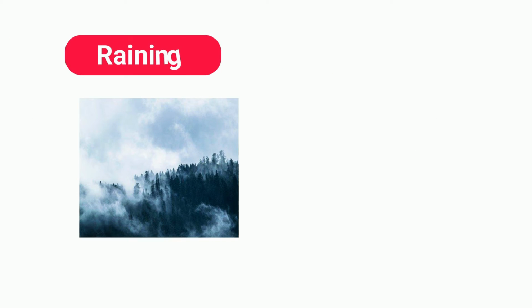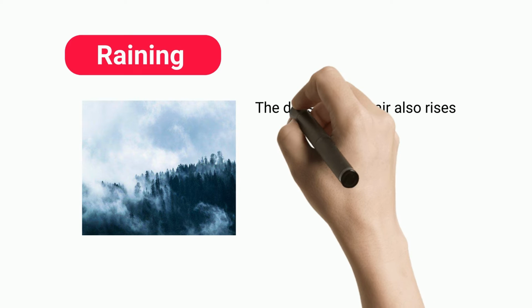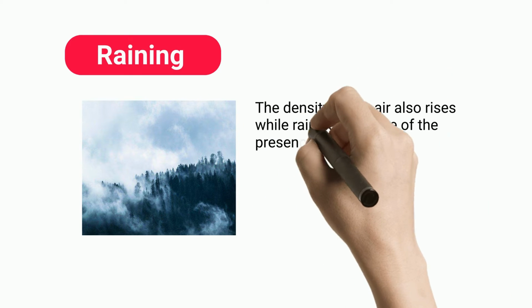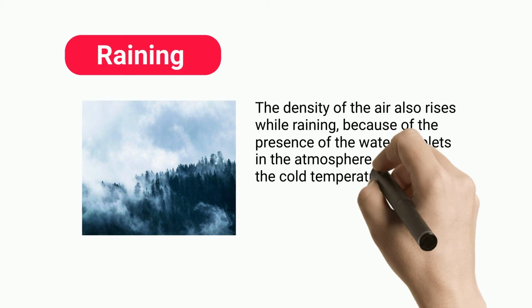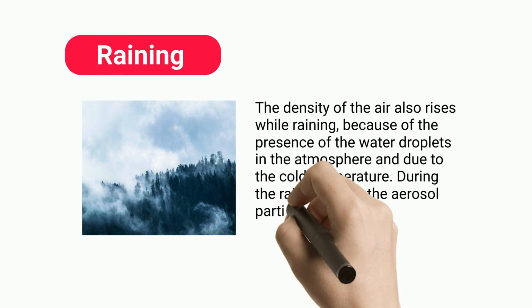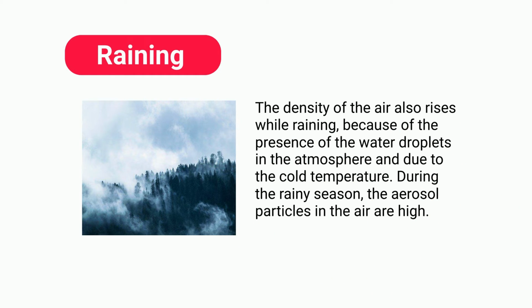Raining. The density of the air also rises while raining, because of the presence of the water droplets in the atmosphere and due to the cold temperature. During the rainy season, the aerosol particles in the air are high.